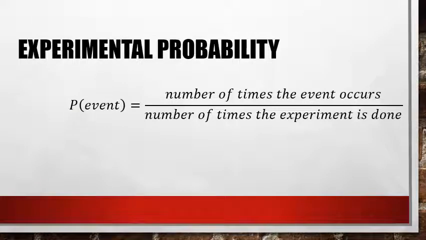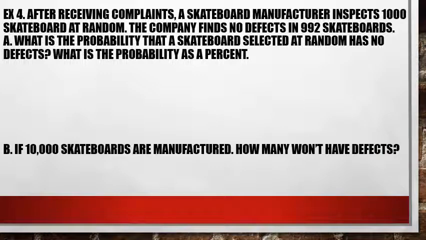Okay, next we're going to go over experimental probability. This is where you would actually perform an experiment, and the number of times the event occurs over the number of times the experiment is done is the probability. So it says, after receiving complaints, a skateboard manufacturer inspects 1,000 skateboards at random. The company finds no defects in 992 skateboards. What is the probability that a skateboard selected at random has no defects? What is the probability as a percentage?